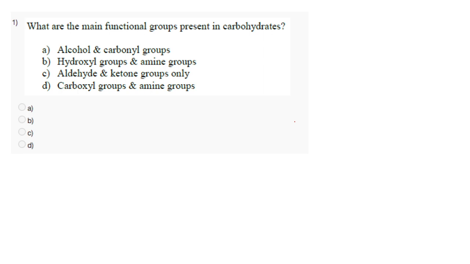Option C was the correct one. Aldehyde and ketone groups only. Okay. Anyone else?